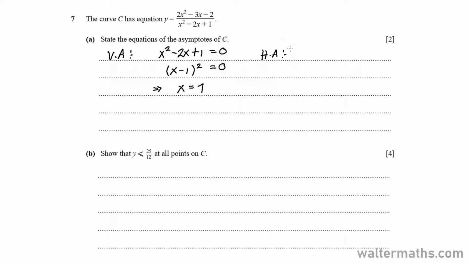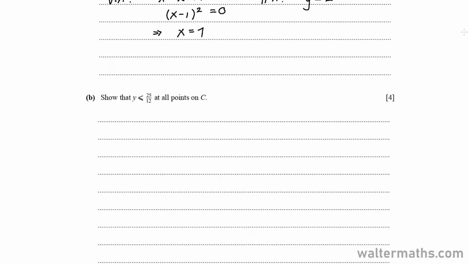And for the horizontal asymptote, it will be y is equal to, so we just consider the coefficients of the leading terms for both the numerator and denominator, where we have the coefficient of x squared in the numerator being 2 and the coefficient of x squared in the denominator as 1. So the equation of the horizontal asymptote will be y is equal to 2 over 1, which is y is equal to 2. So these are the two equations for the vertical asymptote and for the horizontal asymptote. Let's go on to part B.